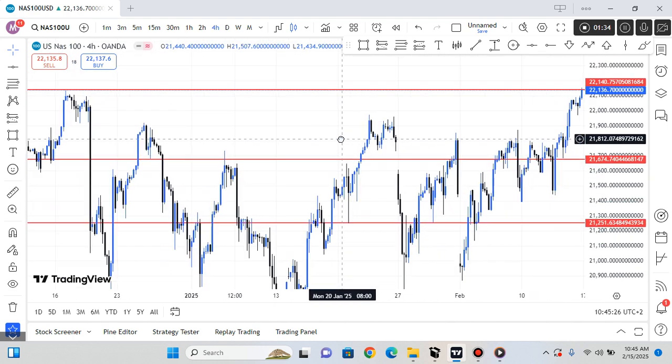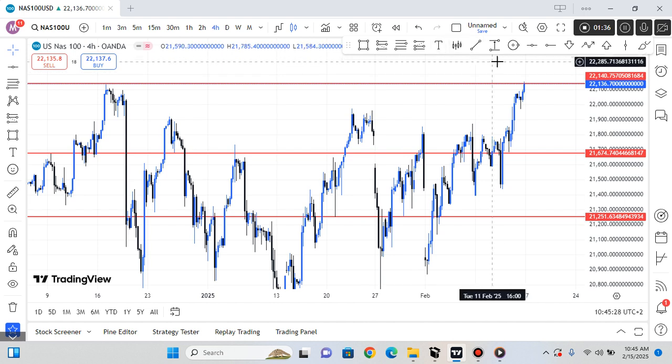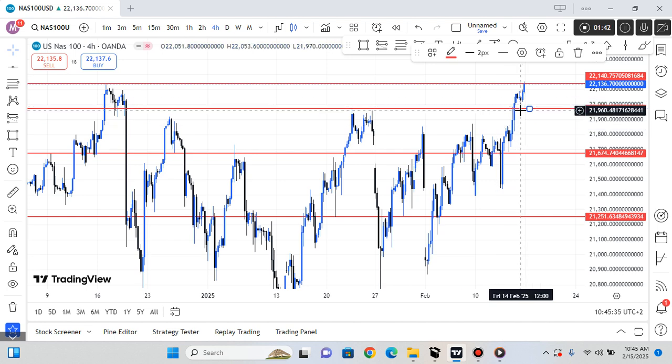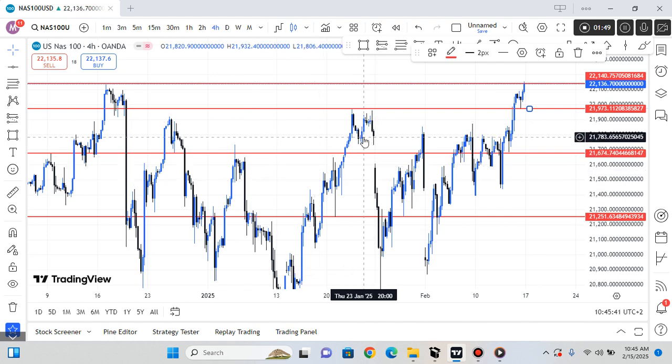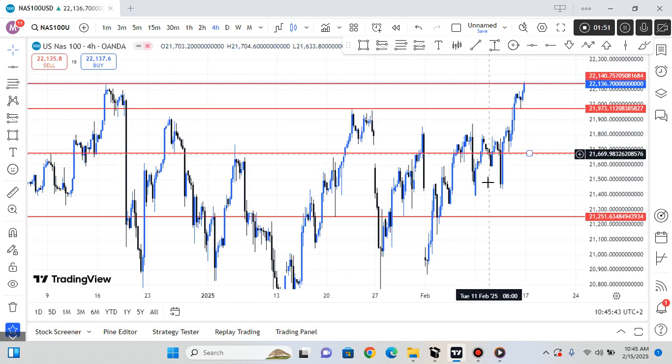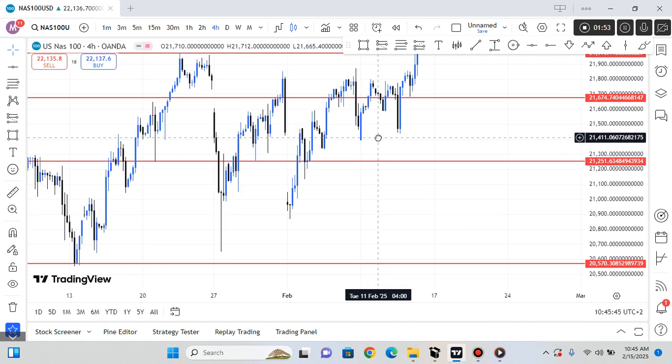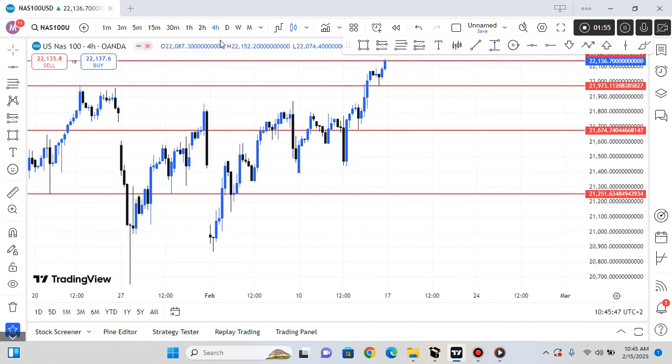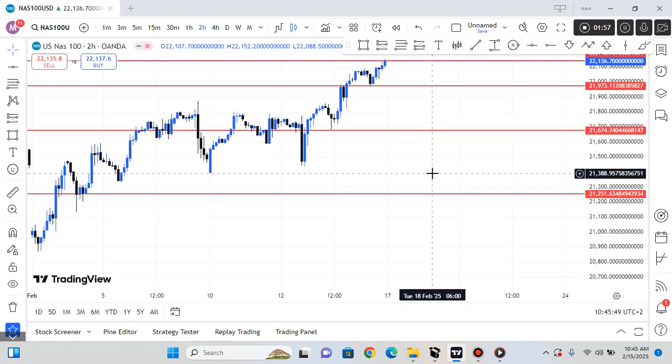I don't want to make my chart messy now. I can also spot here: break, touch, reverse. You see, touch it, reverse. You see, break, touch it, almost reverse. So this is a strong zone, a valid zone. And if we are here now, what do we see here? Let me go to the 2 hour time frame.